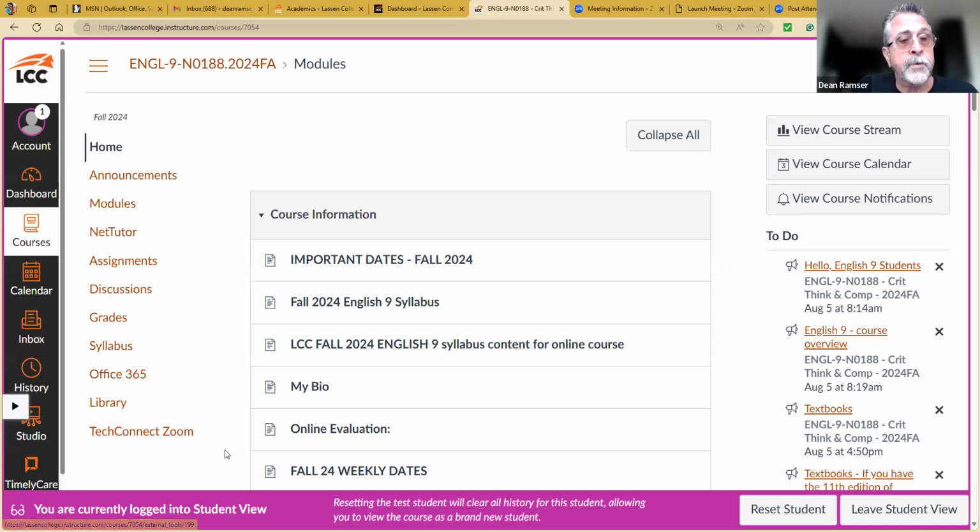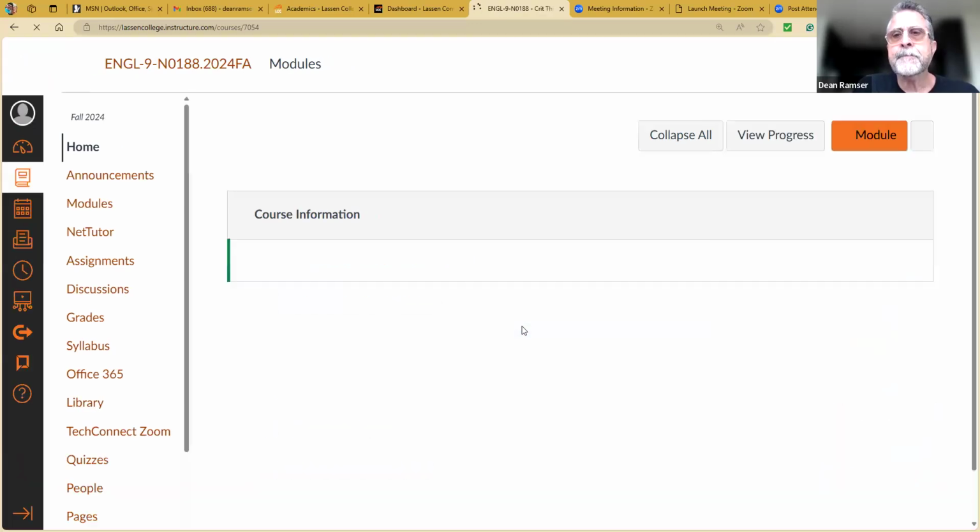Then we have the Tech Connect Zoom, which is the link I'll be sending out every Friday morning or so to have an online discussion about what's happened in the course that week and where we're going. We also have a link for the library and valuable resources available to you as a student, which you can use for writing your essays and doing research for your essays. So I'm going to leave the student view right now.